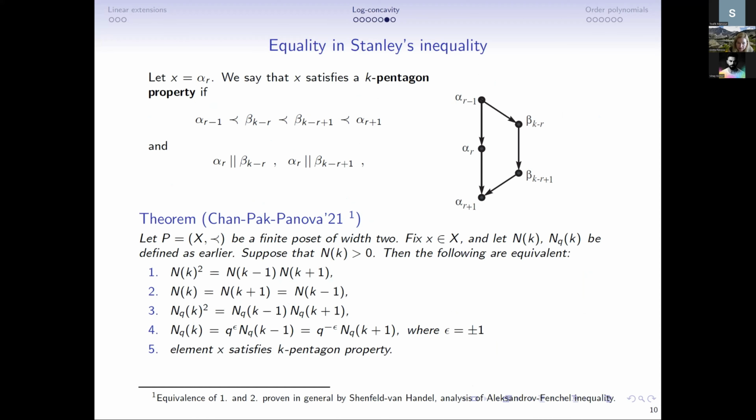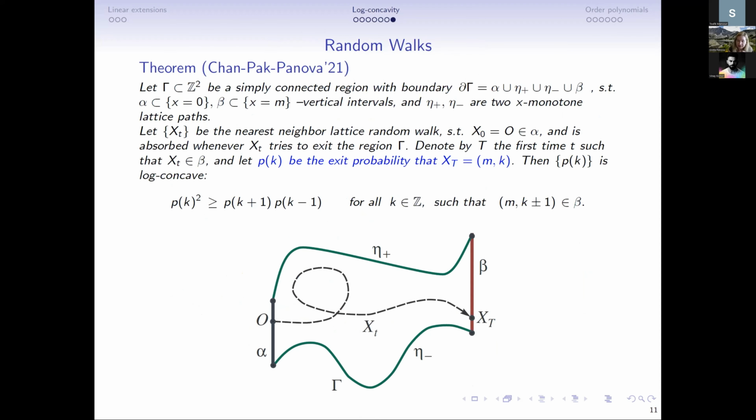And so this is the equality case, and this is another application for non-intersecting random walks, even actually self-intersecting random walks in a monotone region. We cannot count them in general if we don't know what the specifics of the region are, but we can still say that the exit probability of one walk at a certain vertical point K on the right boundary is still log concave. So we still have this type of inequalities here.